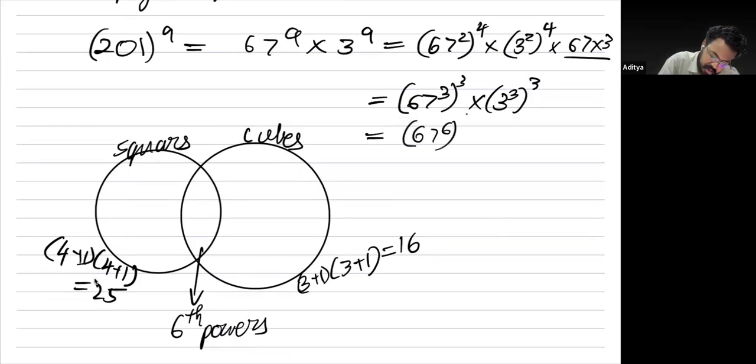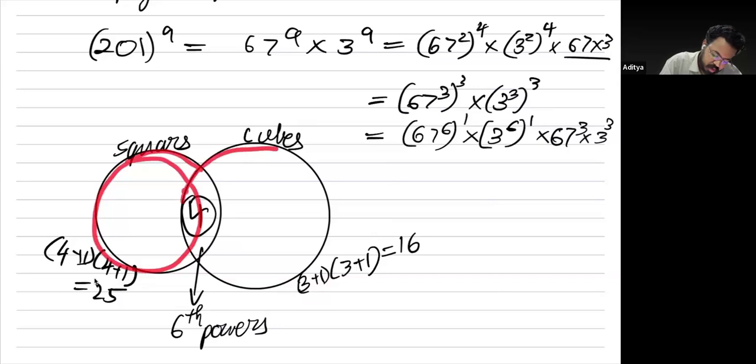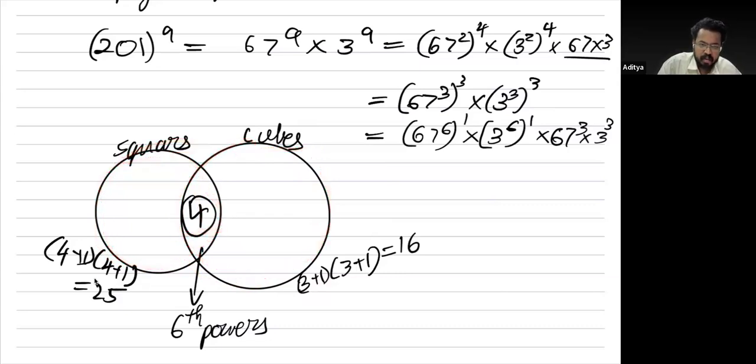Number of perfect sixth powers, you can also write as 67 to the power 6 to the power 1 times 3 to the power 6 to the power 1 times 67 cubed times 3 cubed. So from here you can see that only four such numbers are possible: 1, 67 to the power 6, 3 to the power 6, and 67 times 3 the whole to the power 6. So this common part between squares and cubes, or the intersection of both these regions, will be 4. Number of elements will be 4.